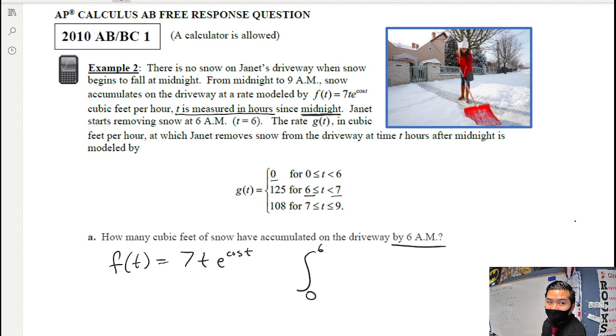Of what? The 7t e to the cosine t. Good. And if you wrote this into the problem, you would get 1 point. Yay. It's the easiest point ever. That's it? The other point would come from you getting them the numerical value, which you would just plug into what? Well, the calculator.